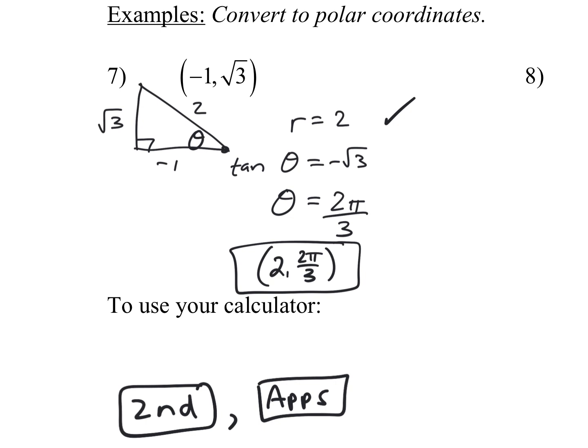This angle occurs in the second quadrant, and it is actually a unit circle value. That -√3 comes from a theta value of 2π/3. So there we have all we need for our polar coordinates. We've moved from rectangular to polar.